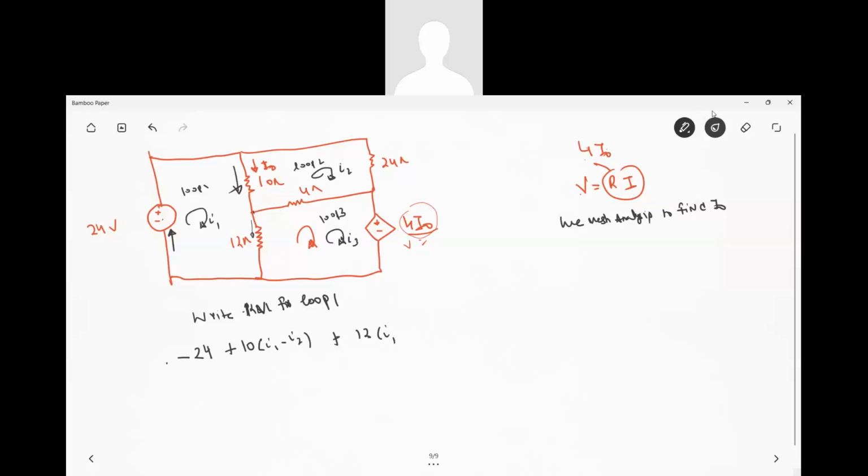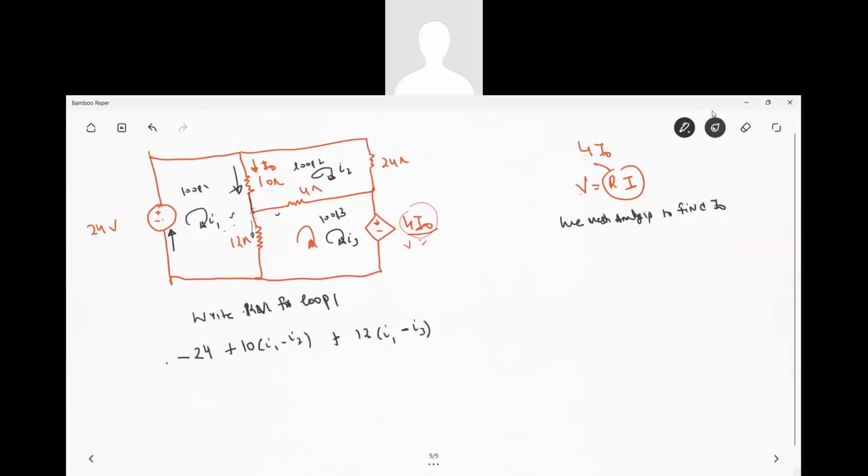Then another loop you need to do. No, not I1. Now see, this is also separating this. This is separating loop 1 and loop 2. This is separate. 12 is separating loop 1 and loop 3. So it would be whichever loop it is separating. It would be I1, 12 (I1 minus I3). Correct? Yeah. Right?